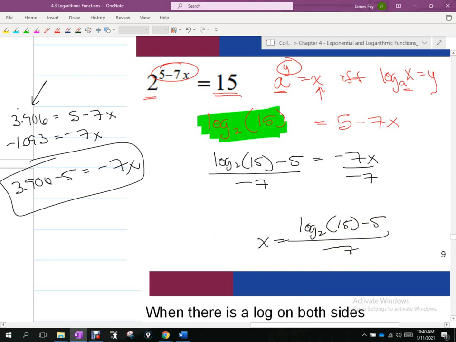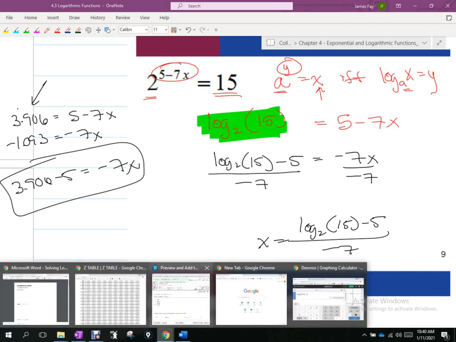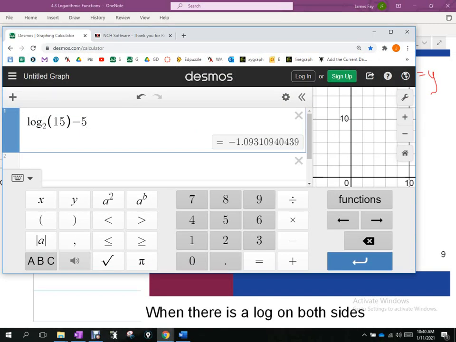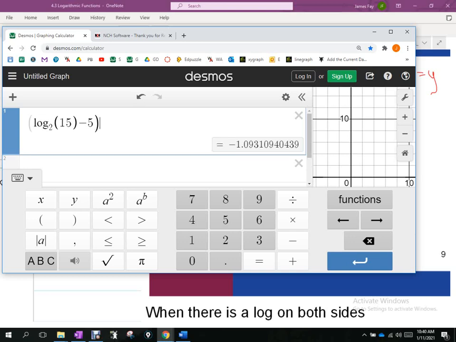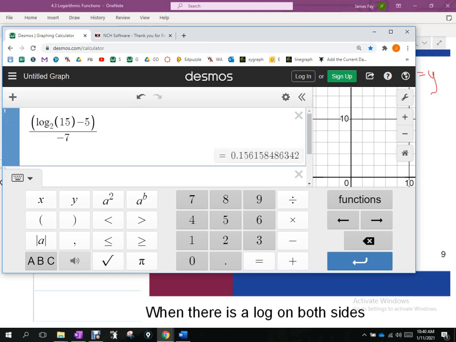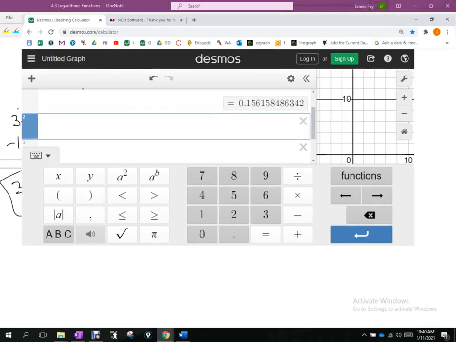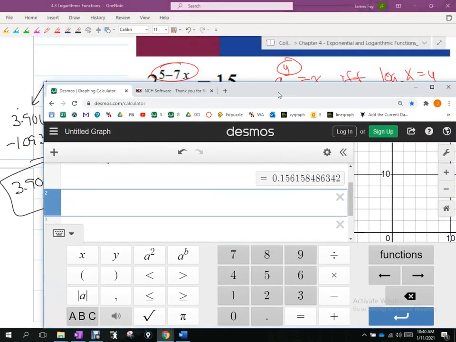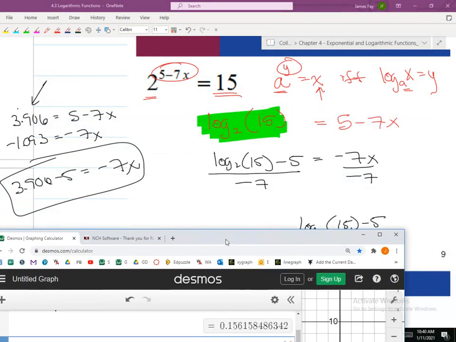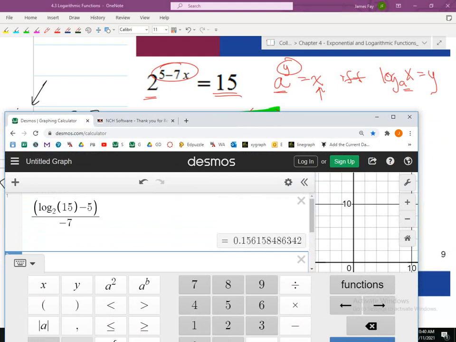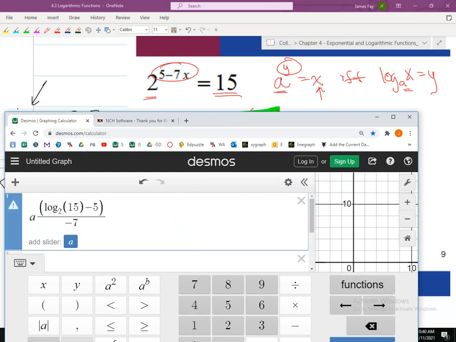Not a real nice, concise format, but it is the best answer. Does that make sense? Okay. It's an exact answer. So now, just double checking this thing. So log base 2 of 15 minus 5 divided by then negative 7 gives me that number right there. Okay. I'm going to call that number a real quick.